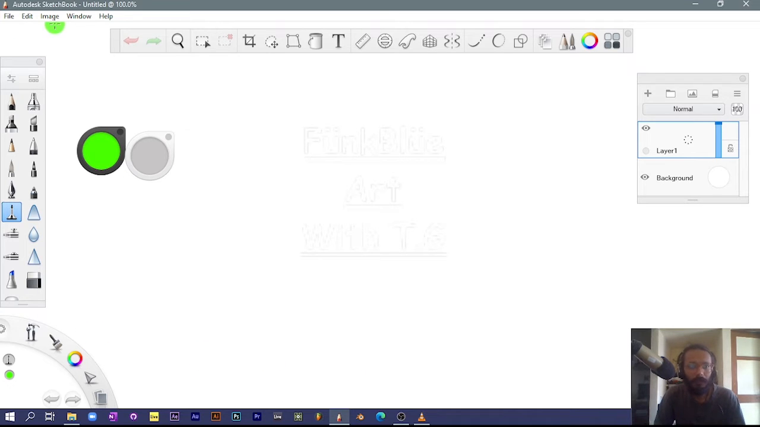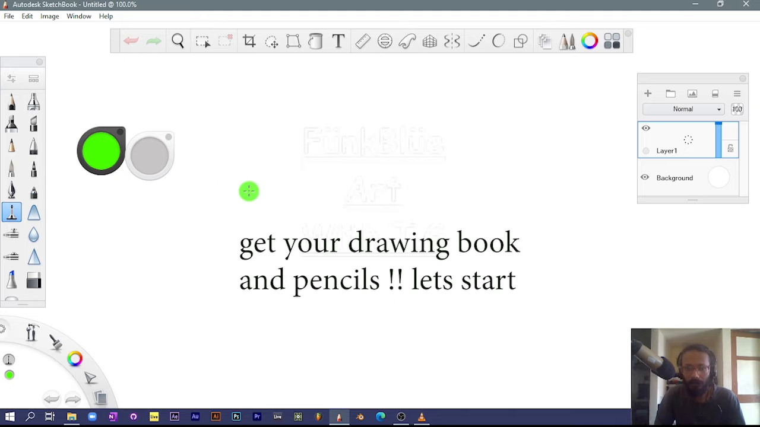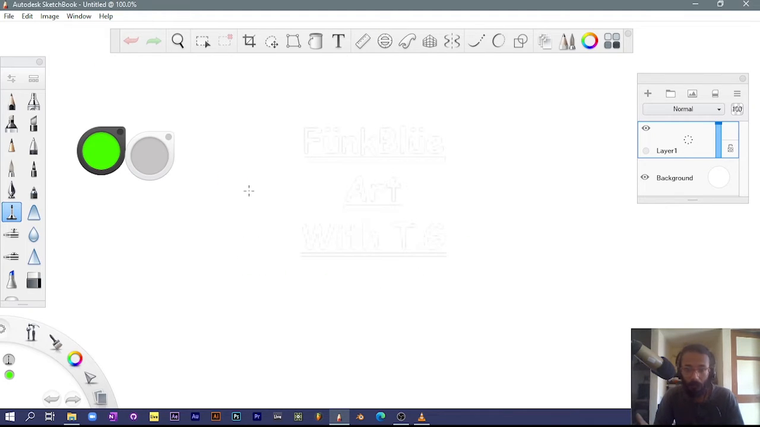Once again, I'm using Autodesk Sketchbook, which is available online. You can download it on your mobile, even if it's Android or iOS, or on your laptop, or if you have a tablet, that's also fine. So without much ado, let's get into the exercises.